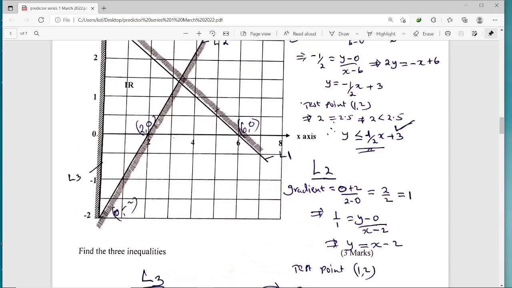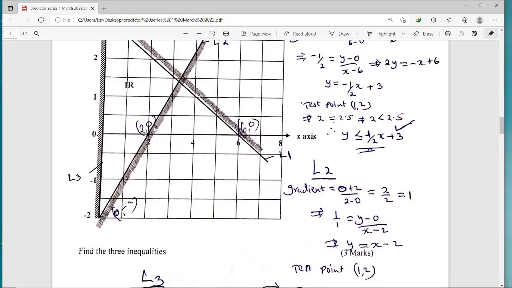Even if I start from here, I still get the same answer. Negative 2 minus 0 all over 0 minus 2 is negative 2. So negative 2 all over negative 2 still gives you 1. So you still get a gradient of 1. So you have 1 over 1 equals to another point, pick another point x, y. You can use this point or this one. I've decided to use this.